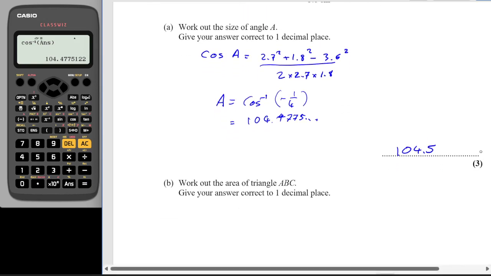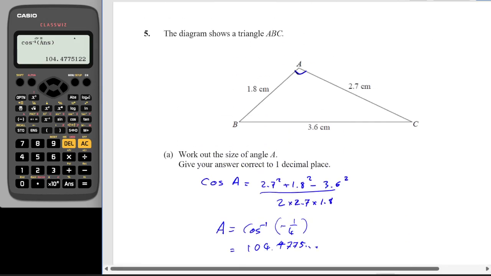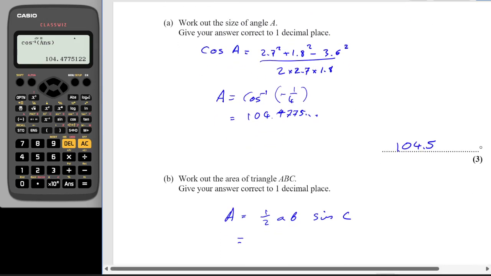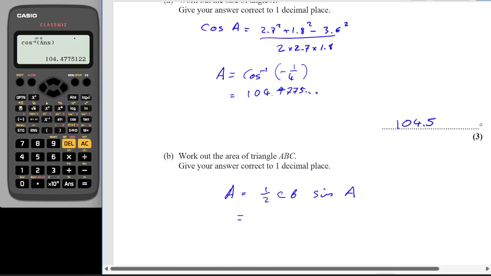Okay, work out the area of the triangle, giving your answer correct to one decimal place. So the formula for the area of a non-right angle triangle is a half ab sine C. Arguably, I probably should have written this slightly differently. I only ever use this version, but by the labeling of the triangle, that's better. That would hold more true.